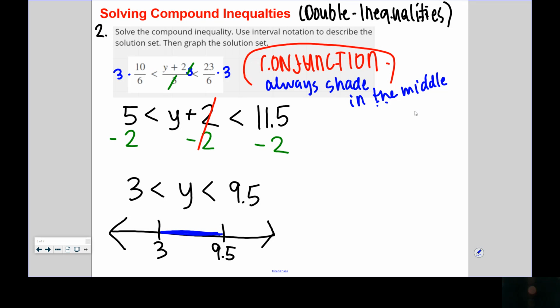Should we use parentheses or brackets here? Parentheses, yeah, because there's no equal to. So just open up the parentheses towards the shaded part. That's it. So there's our graph. Our graph is done. Now we just need to go over here and write interval notation. Write your relevant numbers, 3 and 9.5, separated with a comma. That's the shaded part, 3 to 9.5. And then you just put parentheses or brackets around the end. We already know it should be what? Parentheses. And you're done.